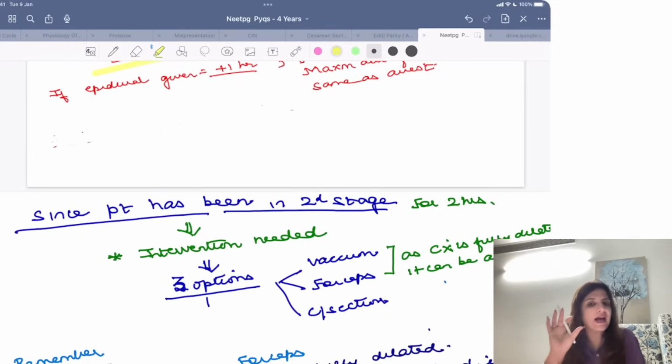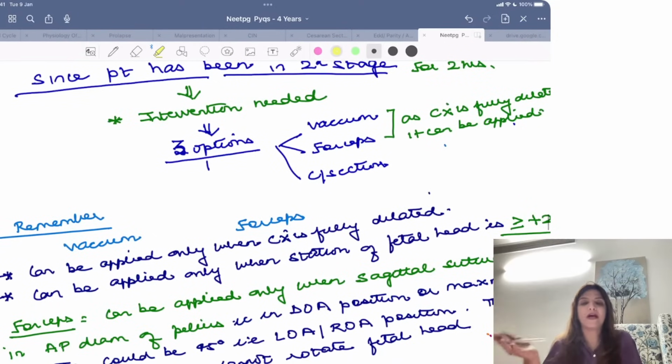So this means I have to do some intervention. Right? Now, the interventions which can come to your mind are, number one, you can think about instrumental delivery like vacuum or forceps. Why you can think about vacuum or forceps? Because the cervix is fully dilated, and vacuum and forceps can be applied only if the cervix is fully dilated. Right? Or you may go for cesarean section. This is clear to you. Now, how am I going to choose between the three?